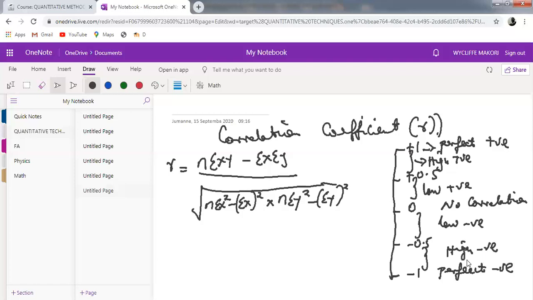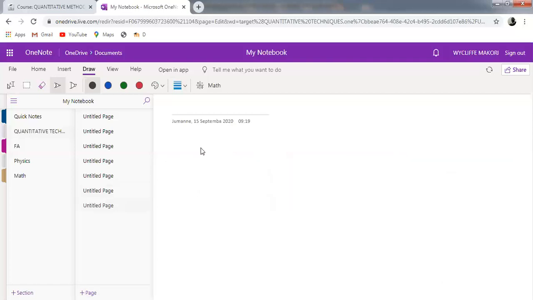So we can have maybe an example of this so that I can demonstrate that formula. You can be given the values as follows. Maybe you are given values to do with advertisement.